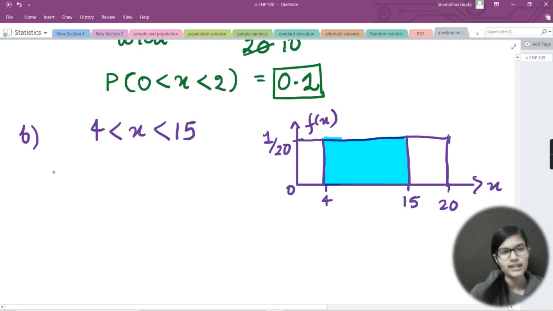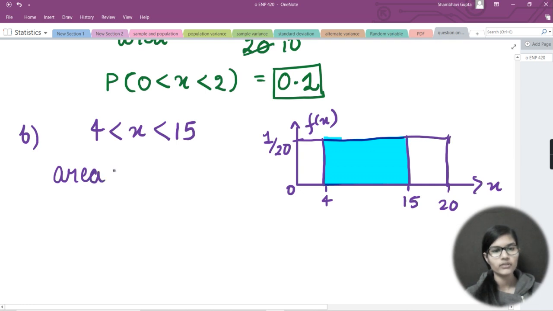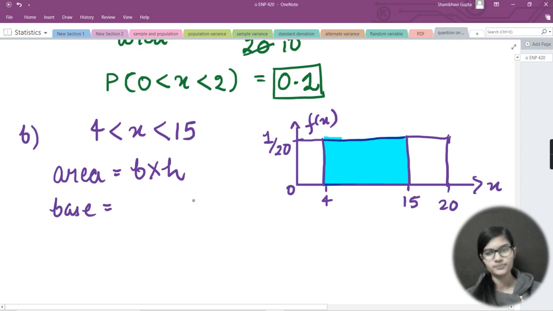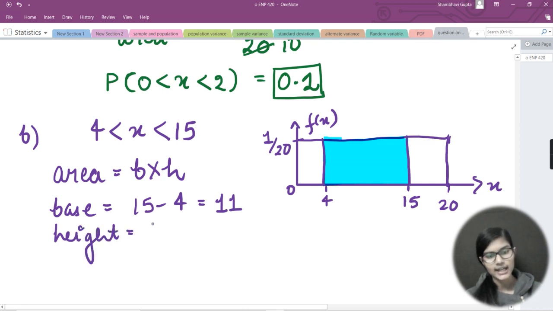Firstly what we need to do is find the area, and for finding the area, the formula for the area of a rectangle is base into height. Now here my base would be different, and for that I need to find my base, which is equal to 15 minus 4, right? 15 minus 4 is 11. After that I need to find the height, and for that I have the 1 by 20. It's the same as the previous one.